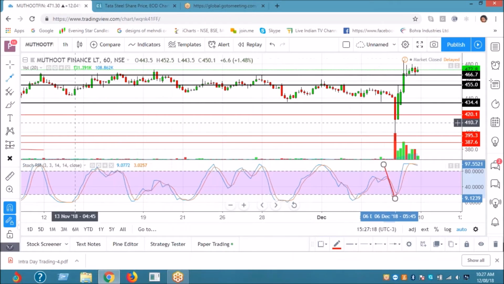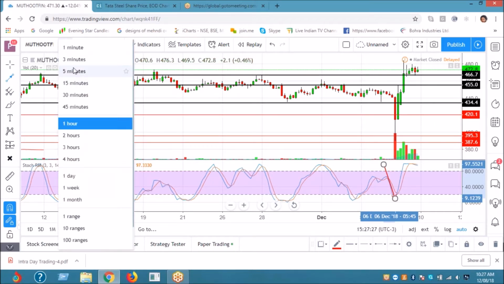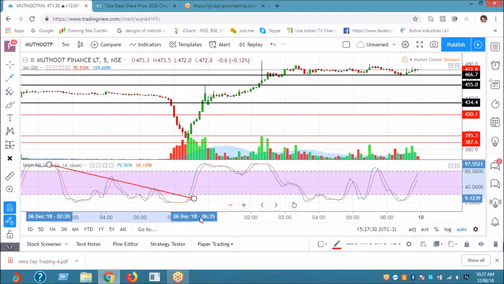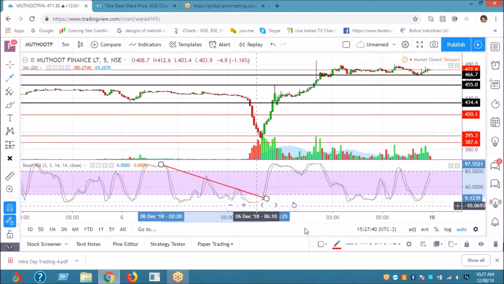Sir, on the 5-minute chart itself, starting from 2:30 till 3:30, there is a divergence on stochastic, but the price later on did not come down. Between 2:30, okay. 2:30 to 3:30, the price is going up and stochastic is going down. Okay, so this is one, and this is two. Okay, so this is coming down, right?